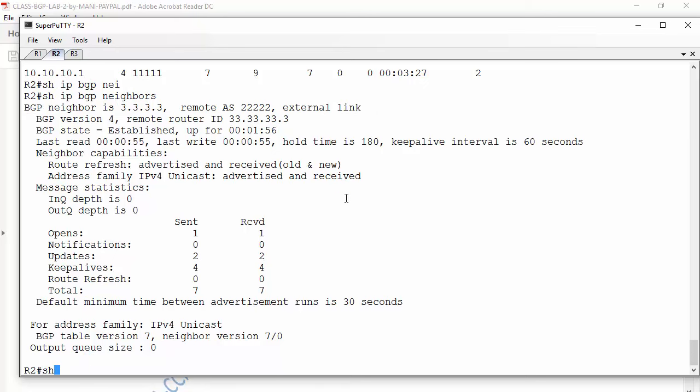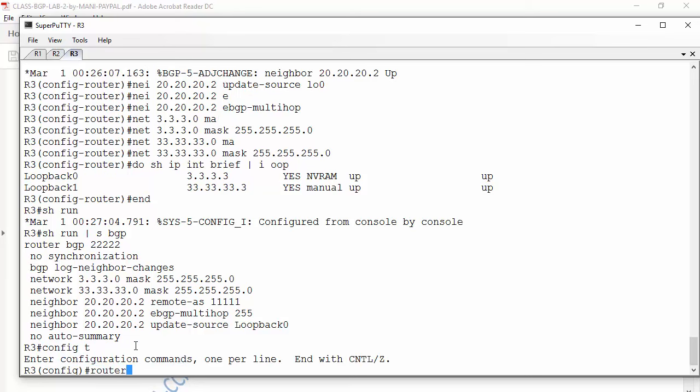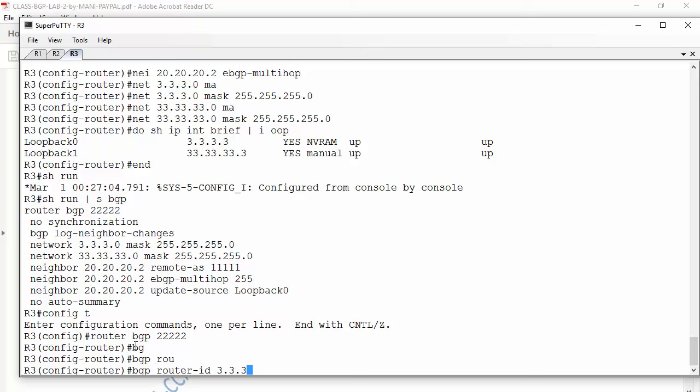So guys, let's check show run. So let's go to R3. We did not follow the, yeah, I did not hard code the router ID. So let's hard code the router ID. Router BGP 22222, BGP router ID 3.3.3.3.